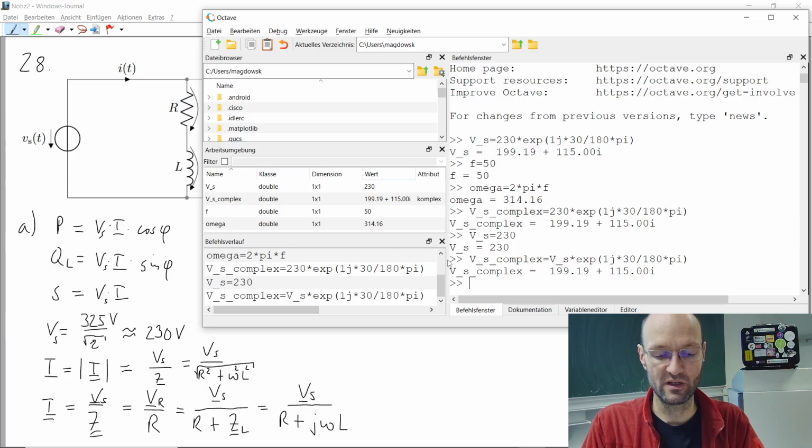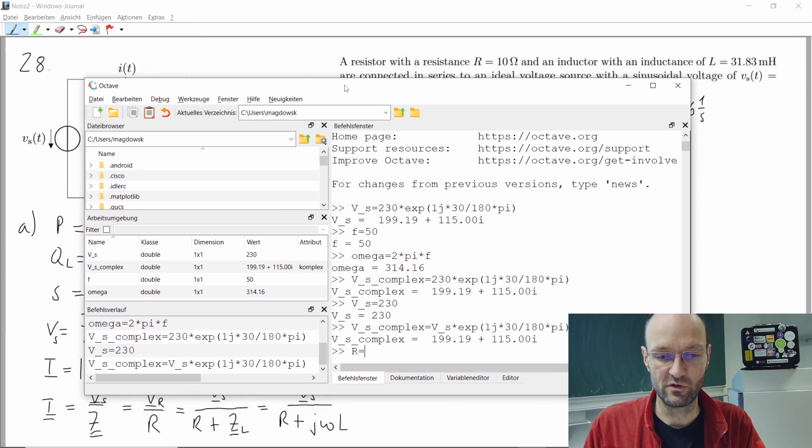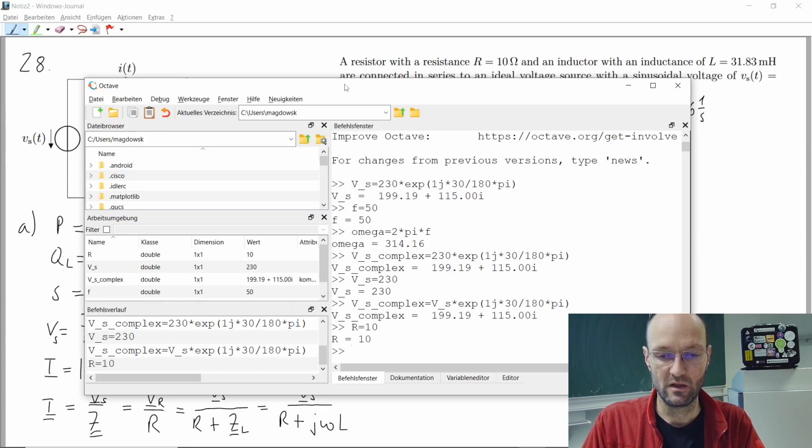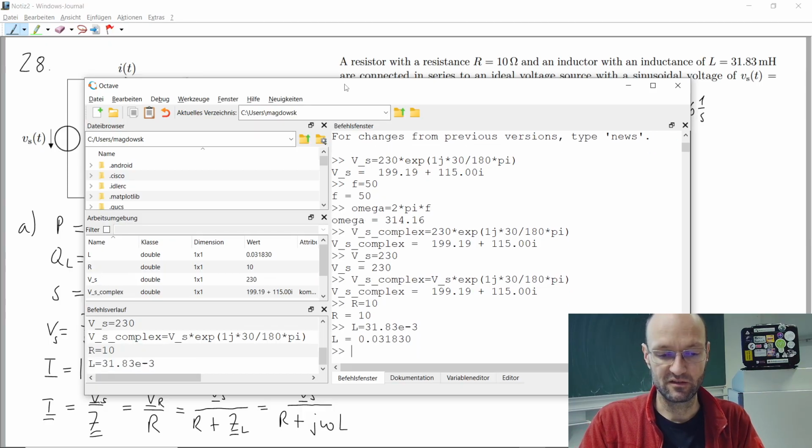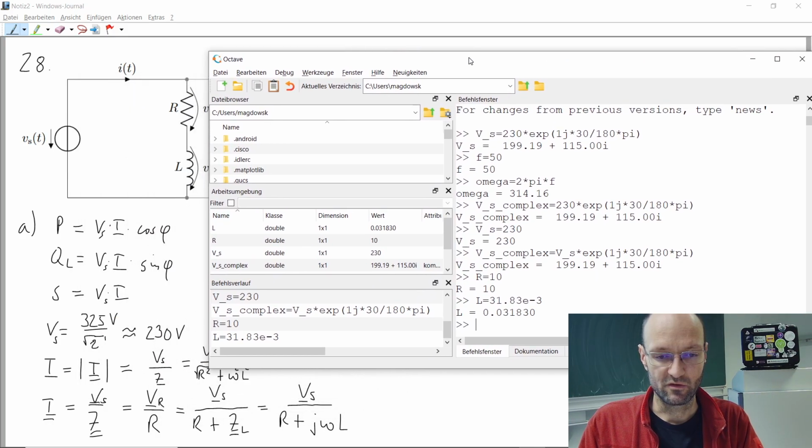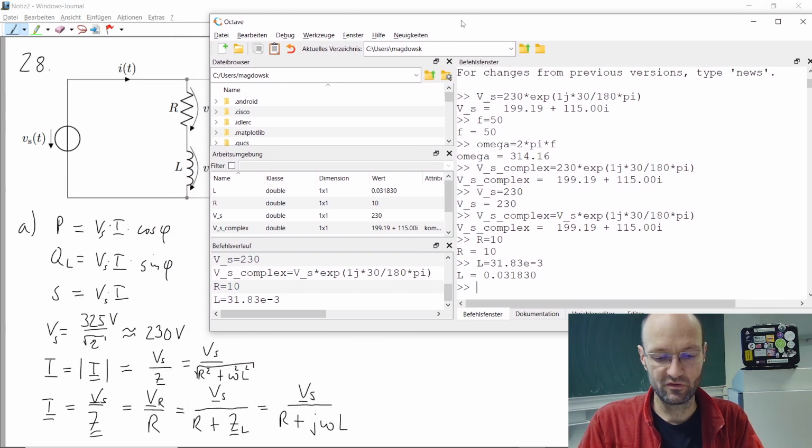But before, it might be a good idea to calculate the complex impedance. So the complex impedance is R plus j omega L. For this, we need R first. We can check: R is 10 ohm and L is 31.83 millihenry. Milli means 10 to the power of minus 3. So now this allows us to write the complex impedance.